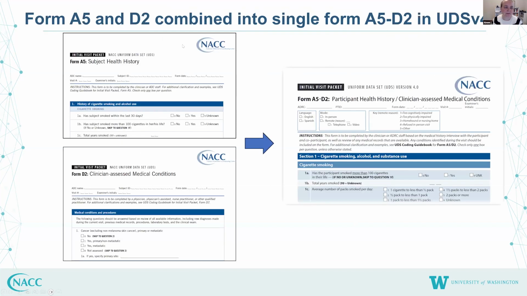This shows that from UDS version 3, this was A5, our subject health history form, and this was D2, our clinician assessed medical conditions. And now they have been combined here into form A5-D2. Again, the header is the same on all of our forms, which includes language and mode of data collection, and certainly this form could be captured remotely before the visit or by telephone. However, the form is rather complex and would not be very well suited for a participant to complete themselves.